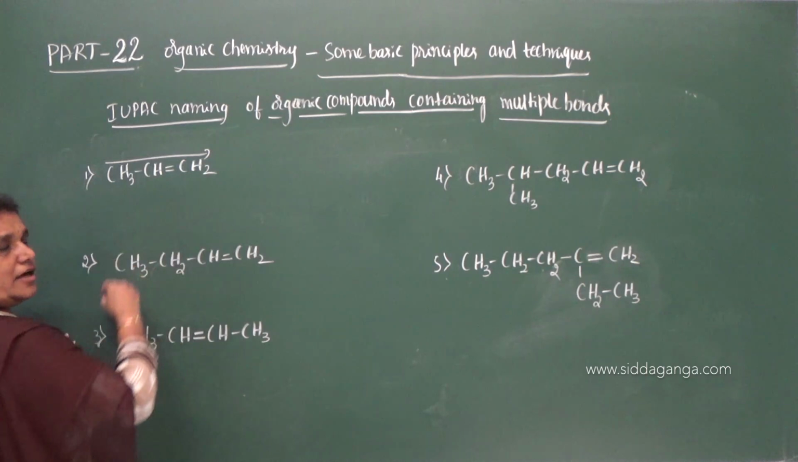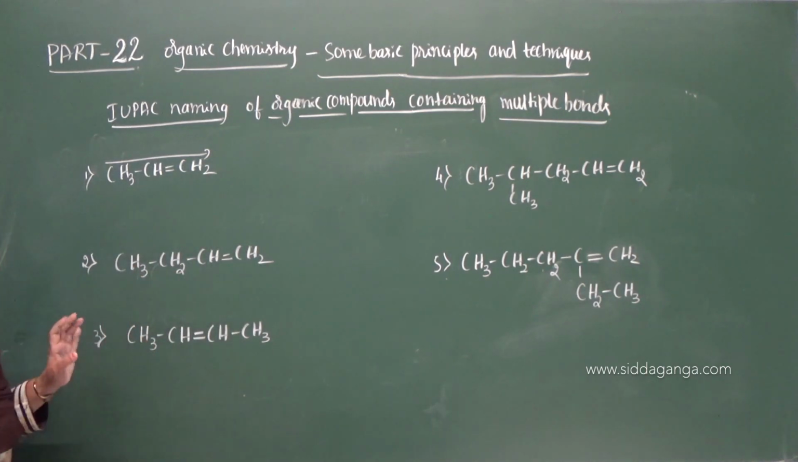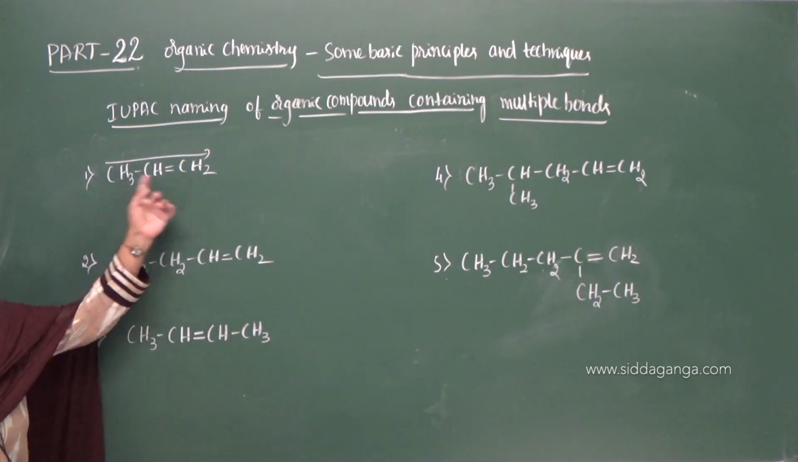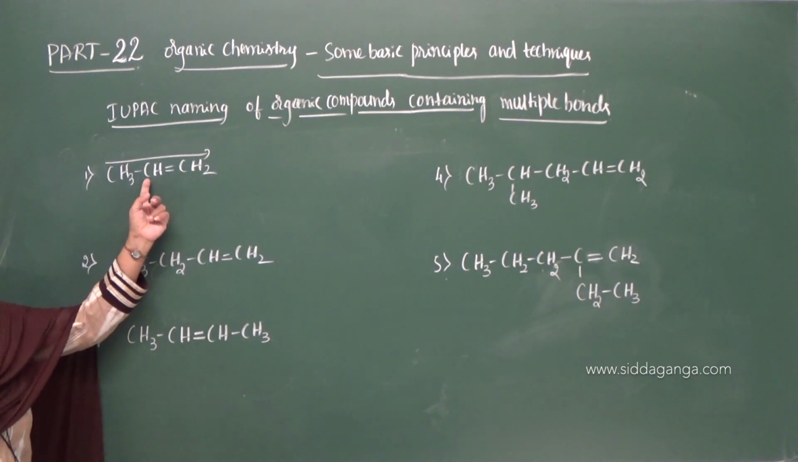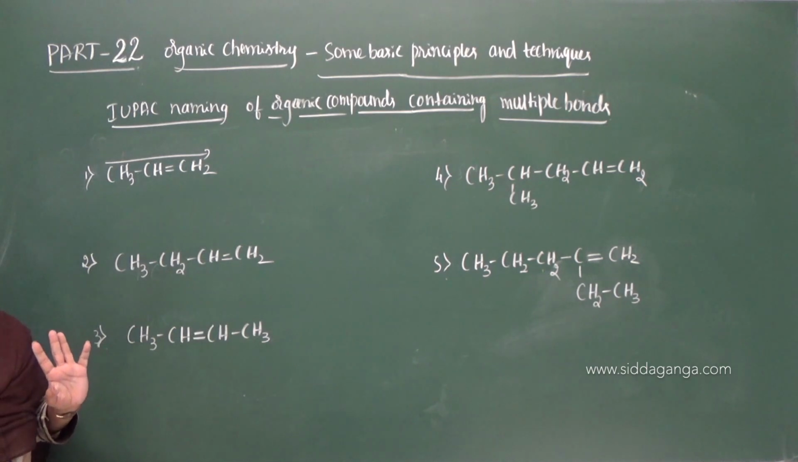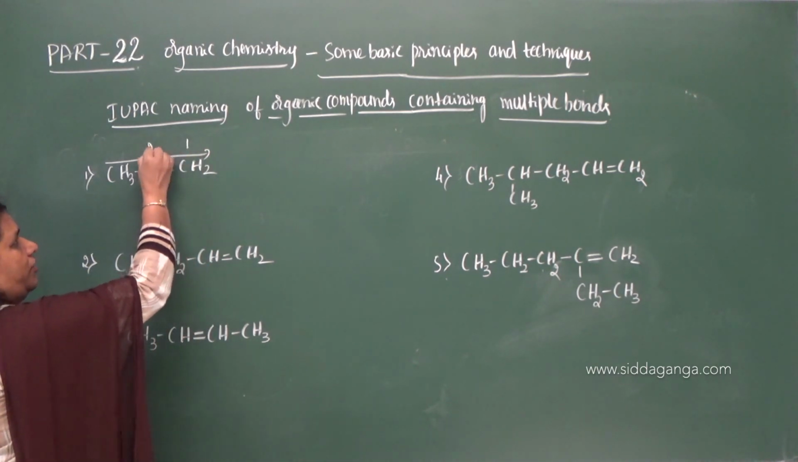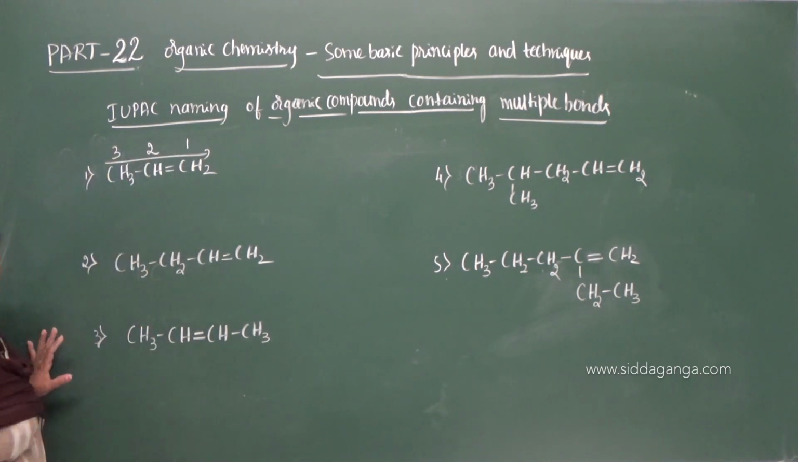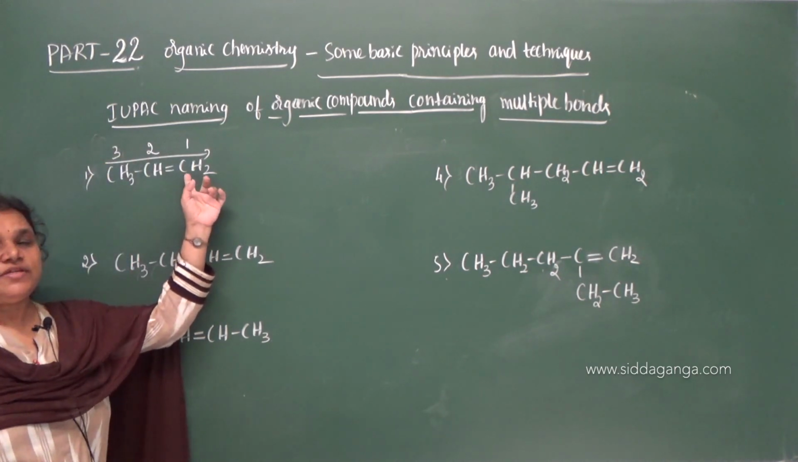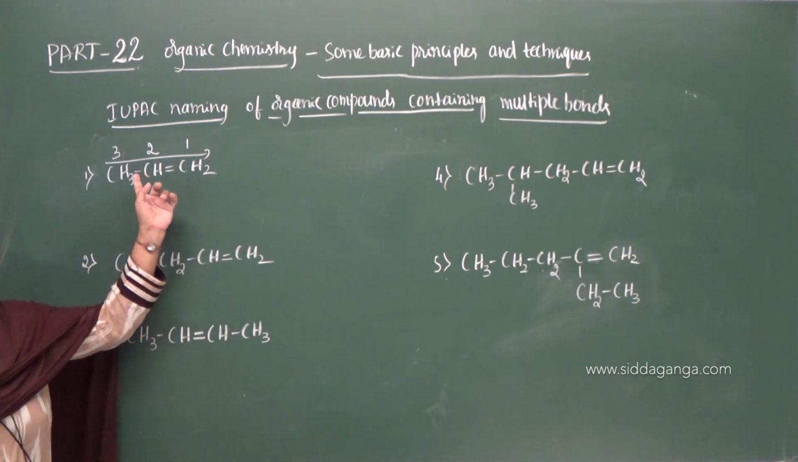This is the selected carbon chain. If you number the carbon chain from left to right, you will get the locant 2 for the carbon containing the multiple bond. So therefore you need to give the number from this end: 1, 2, 3. What it indicates is that between the first and second carbon you have a double bond.